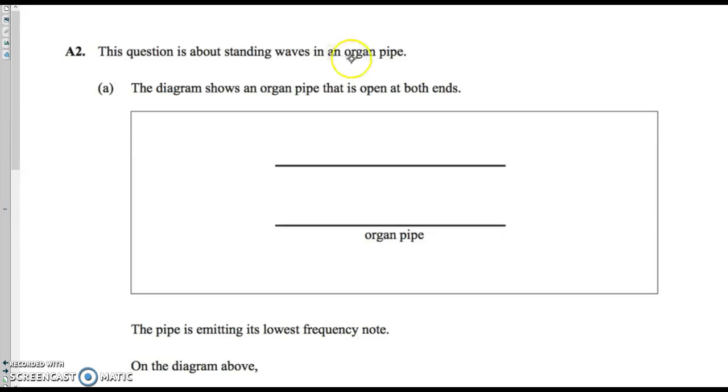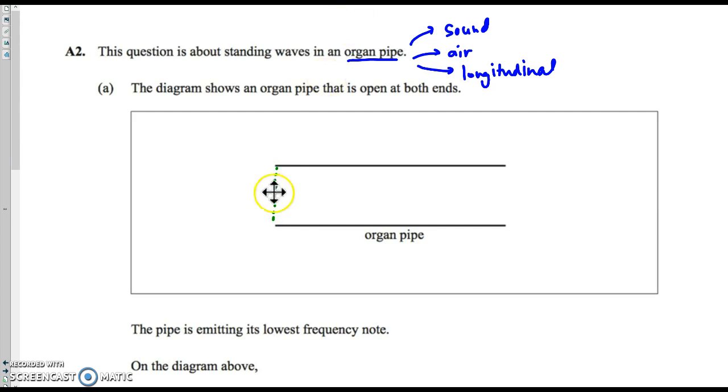Here's a problem on standing waves and organ pipes. Organ pipes produce sound, so the standing waves are in air, and they are longitudinal. So longitudinal means the air particles are going to be oscillating left and right. The pipe is emitting its lowest frequency note. Here they mean it's emitting the first harmonic.